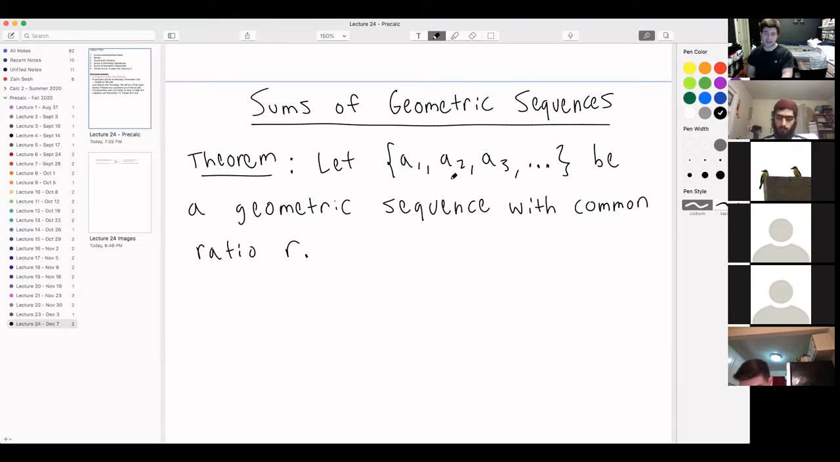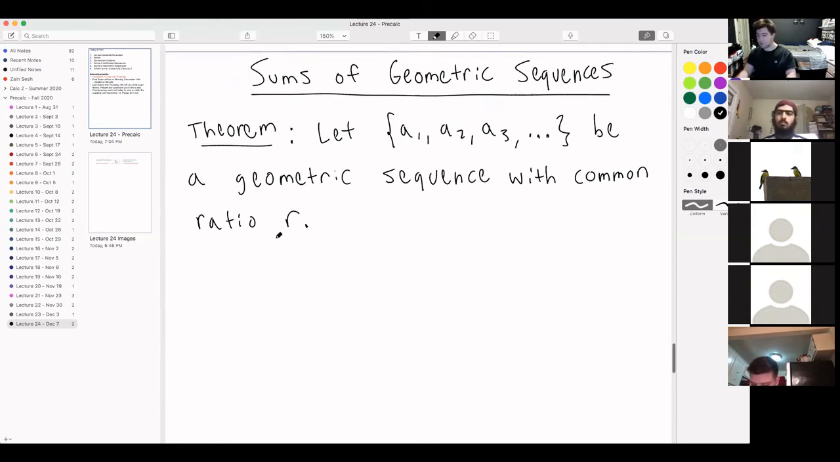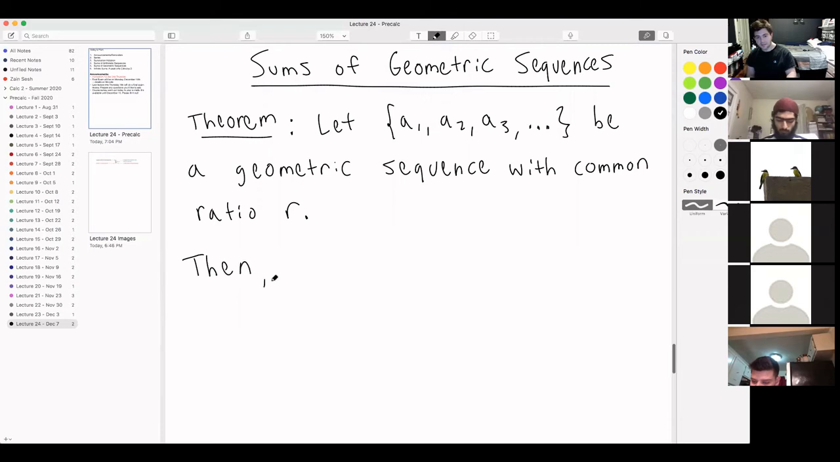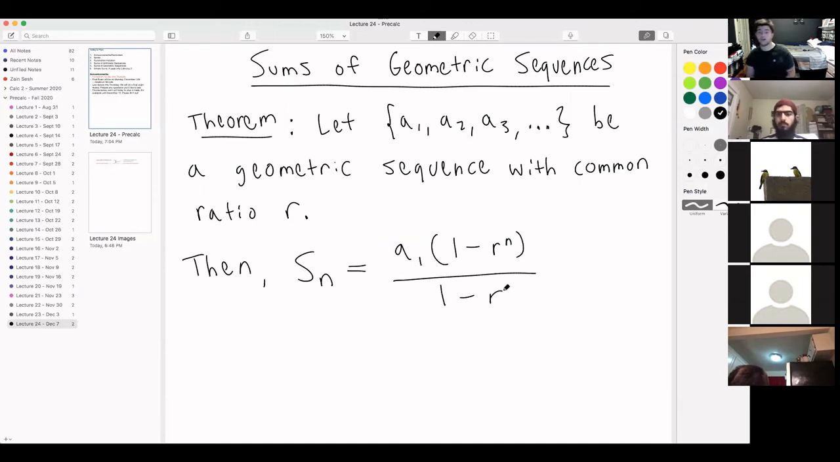So A3 divided by A2 will be R. A2 divided by A1 will also be R. A7 divided by A6 will also be the same number R, and so on. That's a geometric sequence. That's the definition. Suppose we have such a sequence with common ratio R. Then we have an amazing formula for the nth partial sum of this sequence. Sn, the sum of the first n terms, is given by A sub 1, the initial term, times 1 minus r to the nth power divided by 1 minus r.